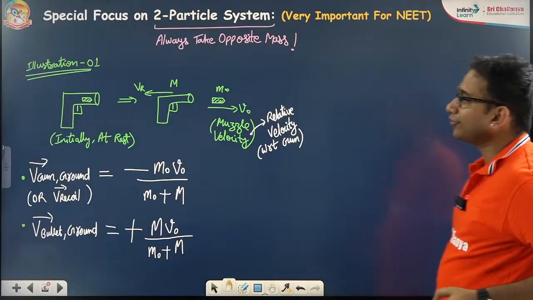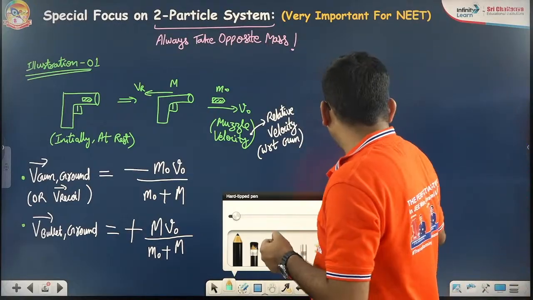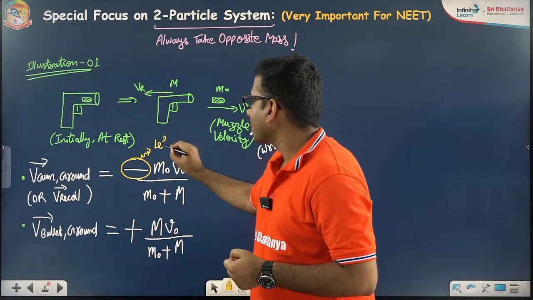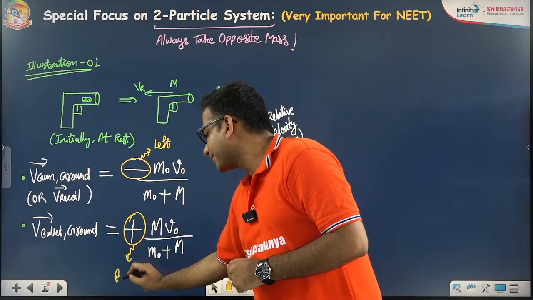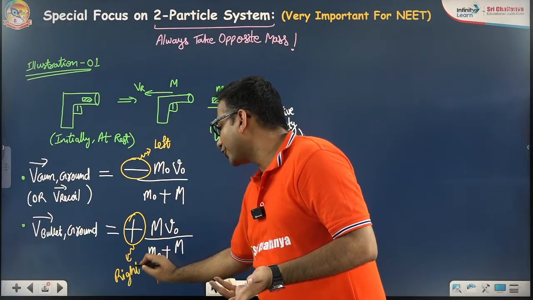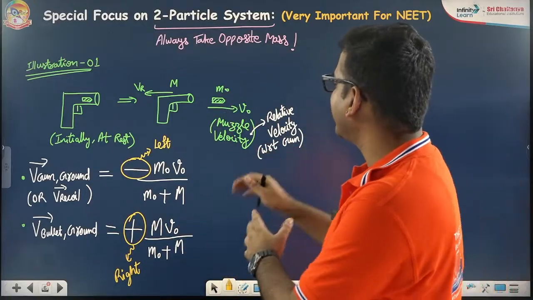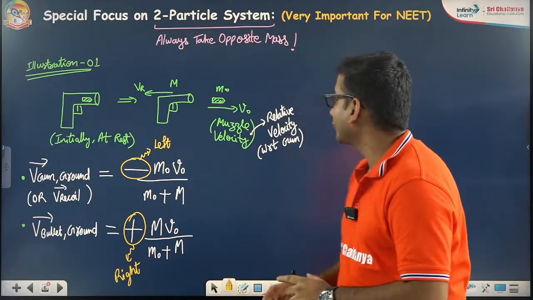I hope you understood. Always take the opposite mass. What is this? The negative sign signifies left. What does this positive sign signify? Right. Positive and negative for a vector don't contribute to its magnitude. They contribute only to its direction. I hope that's okay. All right.